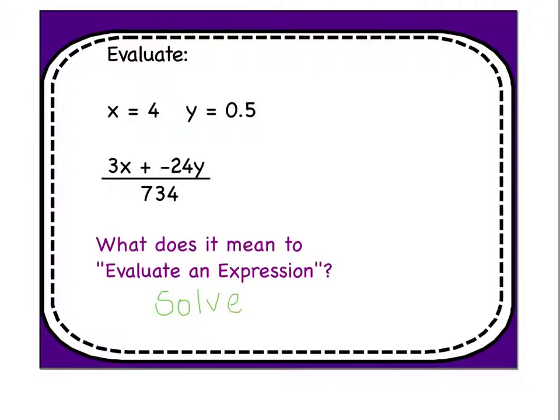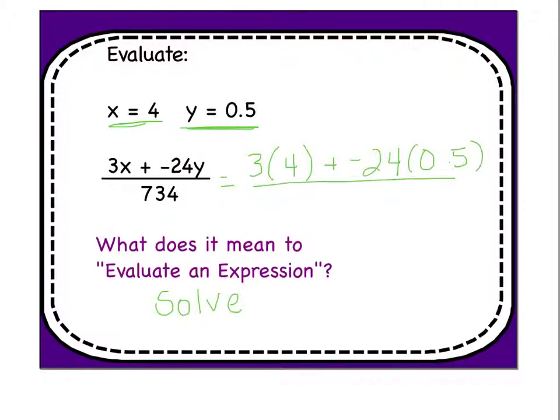So for this particular problem, we have to substitute in 4 for x and 0.5 for y. So this would be 3 times 4 plus negative 24 times 0.5 all over 734. 3 times 4 gives us 12 plus negative 24 times 1/2 is going to be negative 12 over 734, which is 0 over 734, and that would be 0.